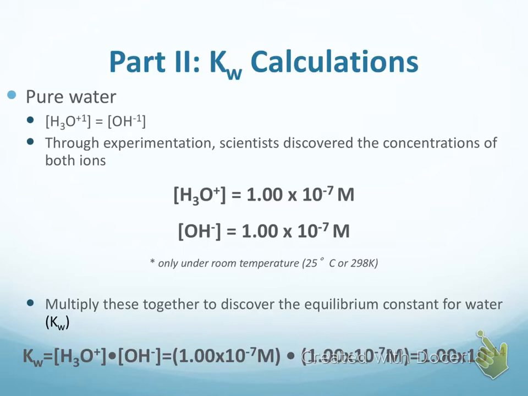I figured an explanation at this point might be helpful. Kw stands for the equilibrium constant of water. As you'll recall from the earlier slides, water breaks apart, right? It dissociates and goes back and forth, so it's in a state of dynamic equilibrium. That's actually where this big K with the little w comes from. Now, you don't need to worry about that too much.